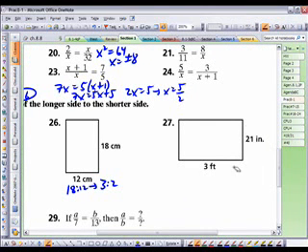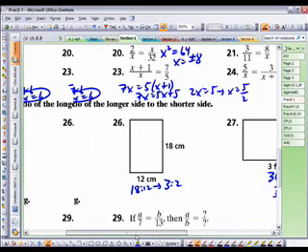You need to have the same units. 3 feet is the same as 36 inches. You've got to multiply by 12, so 36/21, or 36 to 21 in this form. But then that ends up becoming, divide by 3, you get 12 to 7, 12/7.